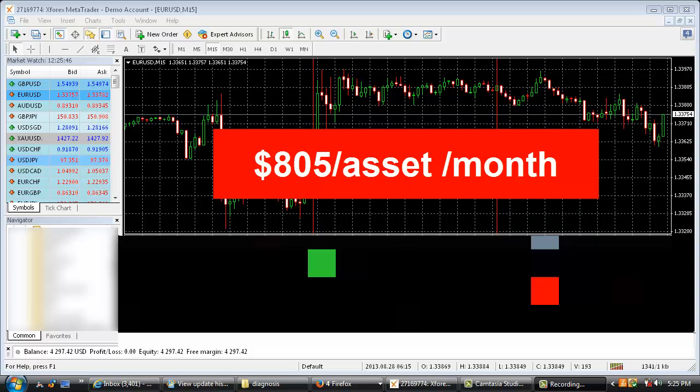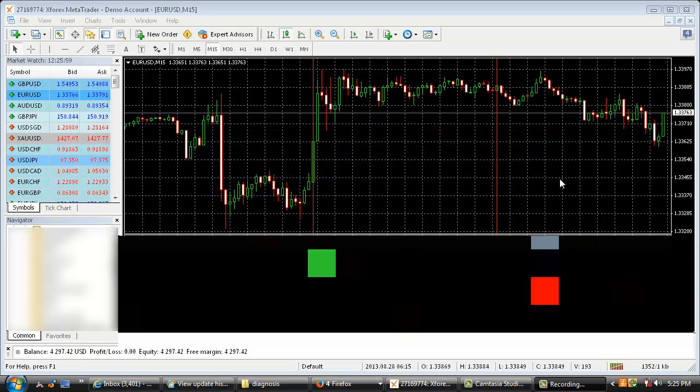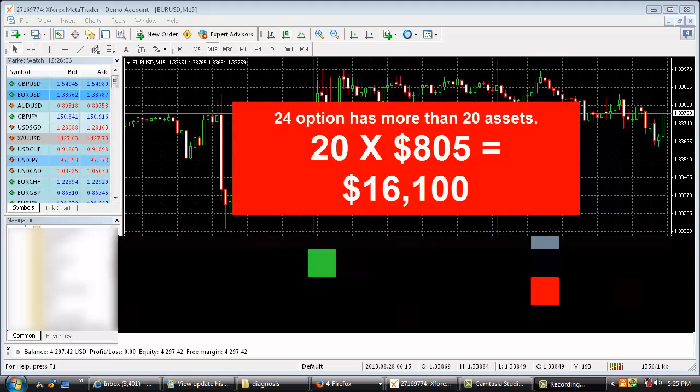As with the other calculations, we have the brokers that I recommend, which offer more than 20 assets, but let's just take 20 as calculation. 805 times 20 is $16,100 in just 1 month, in August alone. But if you say come on, I'm not going to trade 20, even if you're talking about 10 assets or currencies, that is around $8,000.